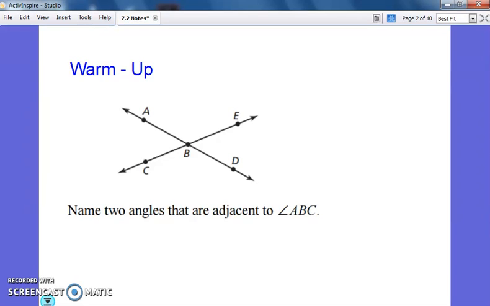Your warm-up says name two angles that are adjacent to angle ABC. Let's pause the video and give you guys a couple minutes to work on this.